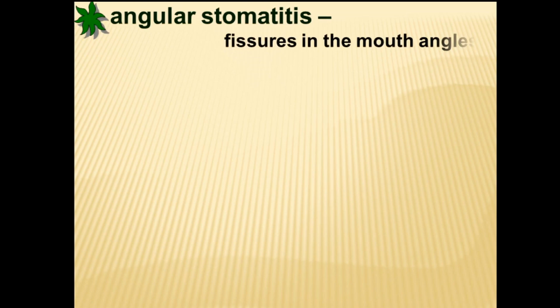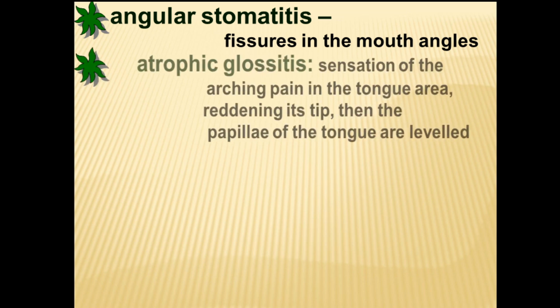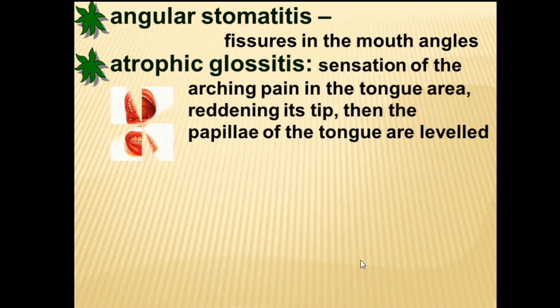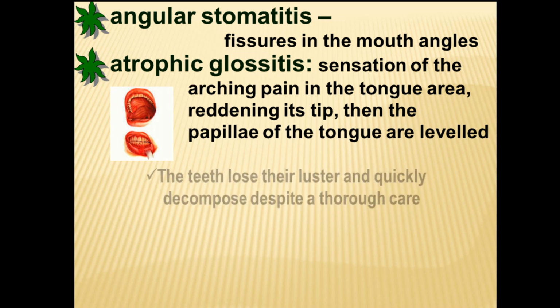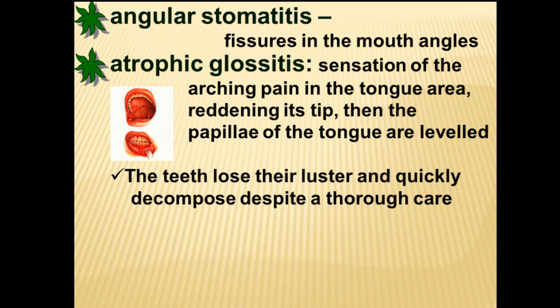Patient feels problems with the gastrointestinal tract, and first of all we will examine the oral cavity to reveal angular stomatitis, which is characterized by formation of fissures in the mouth angle. We are talking about atrophic glossitis because of a sensation of burning pain in the tongue area, reddish lips, then the papillae of the tongue are leveled due to atrophy and the tongue becomes smooth.